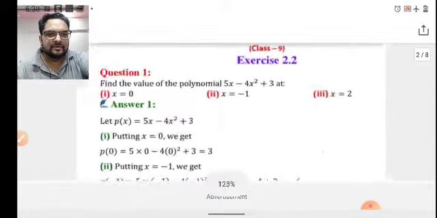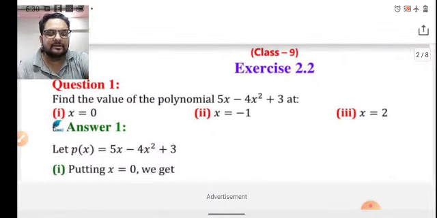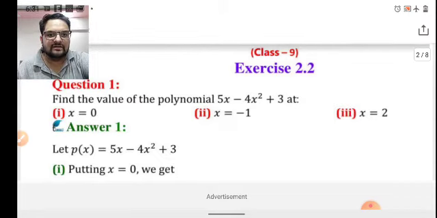Here, let me zoom it so it will make it more clear. The second exercise, 2.2 of polynomials. The first question states: find the value of the polynomial 5x minus 4x square plus 3 at the given values of x, that is x equals 0, x equals minus 1 and x equals minus 2. Here we are going to keep all these three values of x in the given polynomial 5x minus 4x square plus 3. So let's start with the first one.